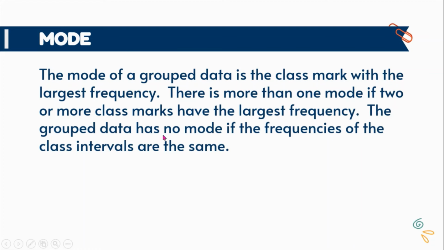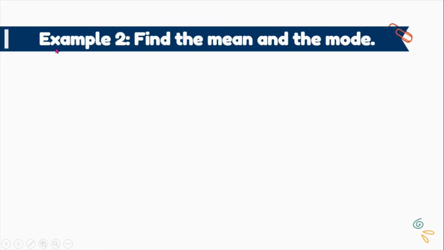So the group data has no mode if the frequencies of the class intervals are the same. So just like the mode for ungrouped data, group data can have more than one mode, or it is possible that it has no mode. So let us have this example 2. Find the mean and the mode.